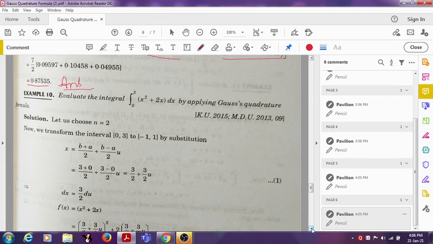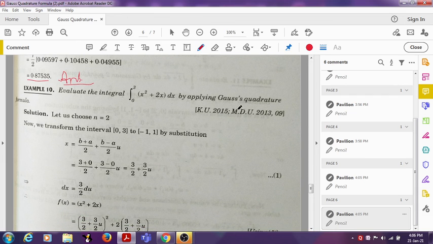Now evaluate this integral by using the Gauss quadrature formula. Same problem again, we have to solve this problem. Here a is equal to 0, that is our lower limit, and the upper limit of integration is 3, that is the value of b, and we have to integrate x square plus 2x. So this will be our integral, and we are to convert this integral in terms of u.